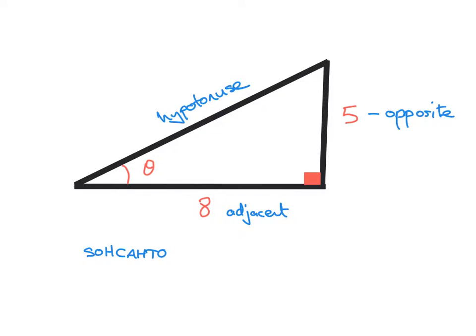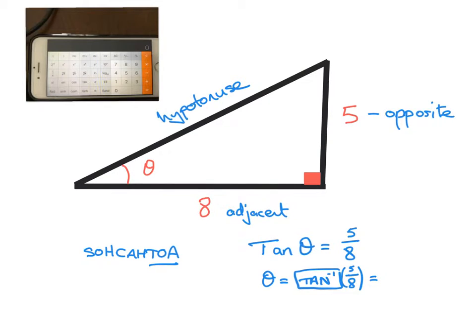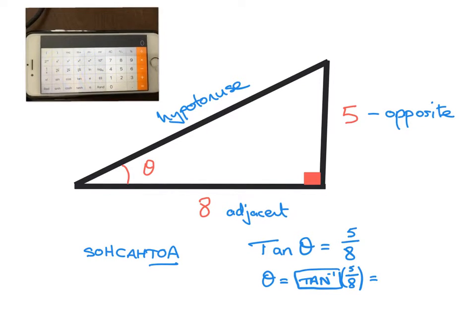is our friendly phrase, and this is what we want. Tangent is opposite divided by adjacent, so 5/8. To find theta, we're going to use the button on the calculator that is tan -1. That's to find the angle, and we put 5/8 in brackets, and that should find us the answer. Just play the video here to find out the answer.